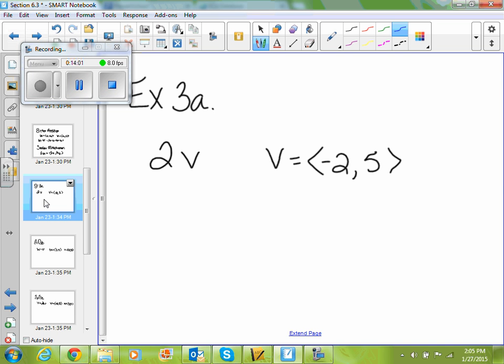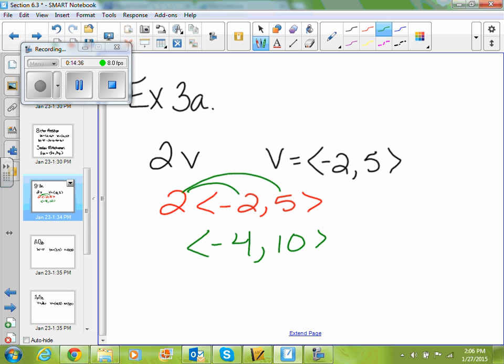Okay, so in example 3a, we're given that we need to find 2v when v is -2, 5. So I'm going to plug my vector in. So this is like 2 times -2, 5, because my vector is -2, 5. And then it's just like you're distributing the 2. So 2 times -2 is -4. 2 times 5 is 10. So 2v would be -4, 10.